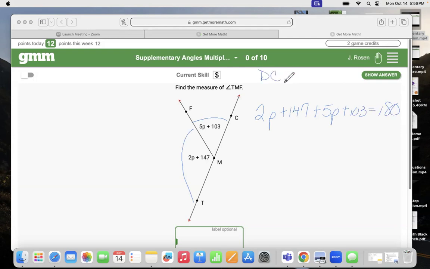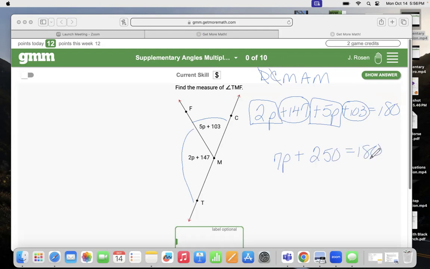So again, don't call me after midnight. We don't see any distributive property, so that's out. Combining like terms, we do have that. So we have 2p and 5p. Remember to keep the sign with it. So 5 and 2 is 7. Keep the p. And then we're going to also combine our like terms with 147 plus 103. So 147 plus 103 is 250 equals 180.